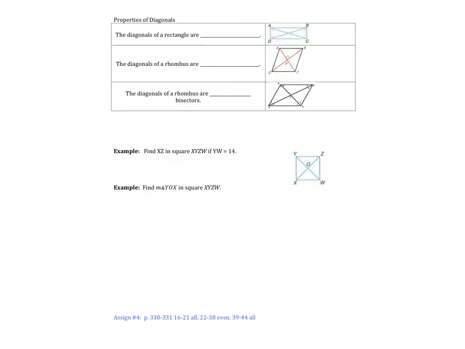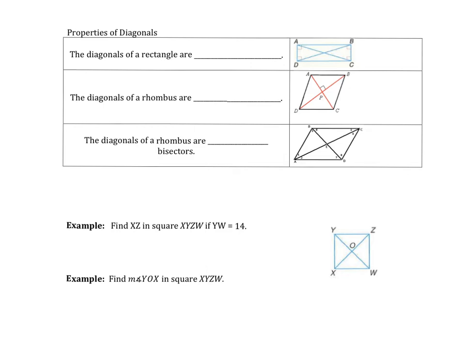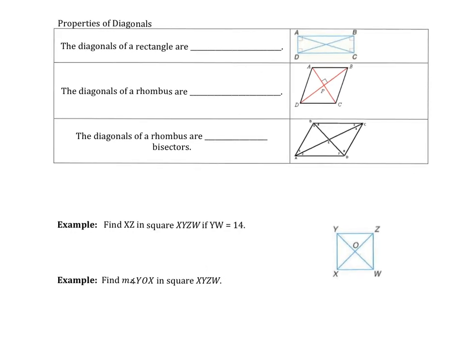Let's move on to the next slide here. Make this a little bigger. Move it down a little bit. Now we're going to talk about the properties of diagonals with our rectangles, rhombuses, and squares. The first one we're going to look at is the diagonals of a rectangle. So we're first looking at a rectangle here. In a rectangle, the diagonals are congruent.